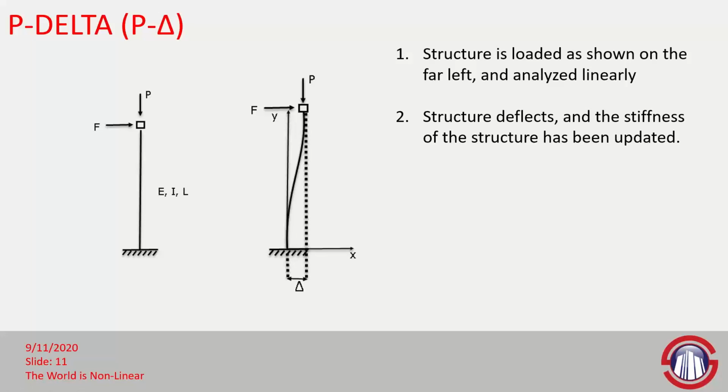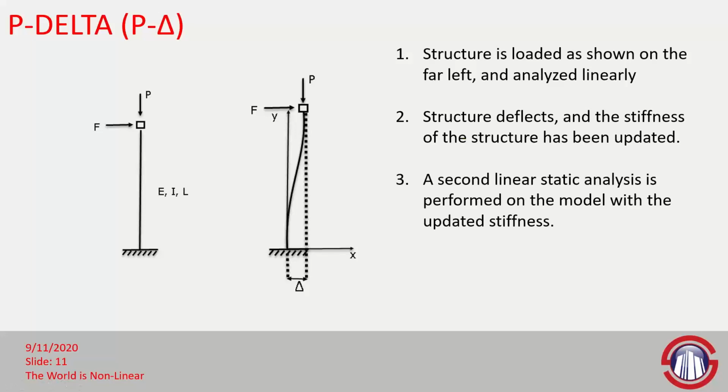So how it works basically is SRAM will first analyze the model on the left linearly. And then the structure is going to deflect as we see here. And the stiffness of the structure has been updated as it's deflected. And a second linear static analysis is then performed on the model with the updated stiffness. So this is essentially how a P-delta analysis works.